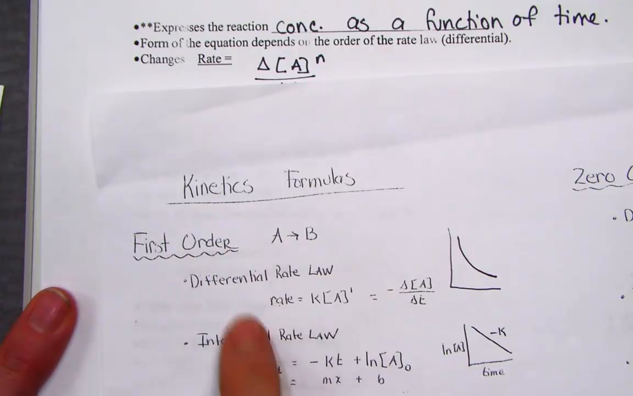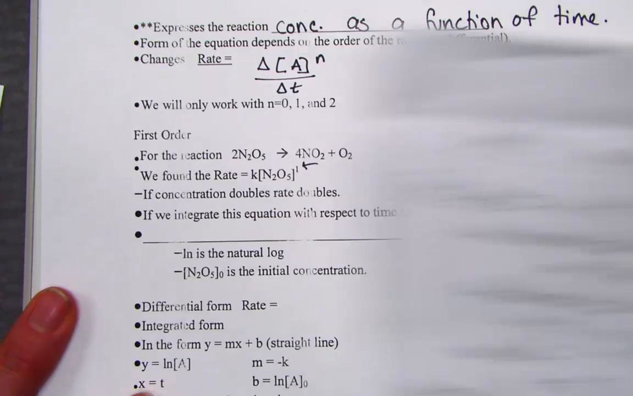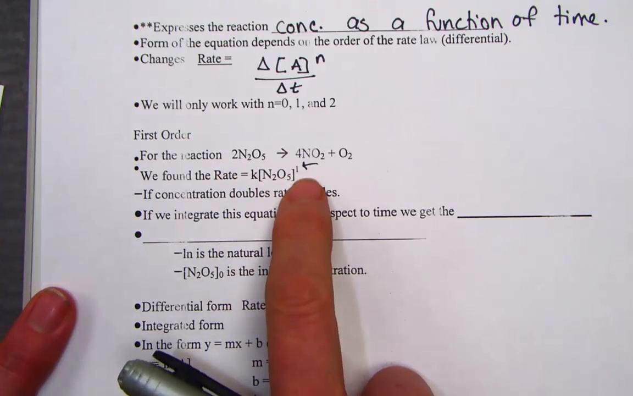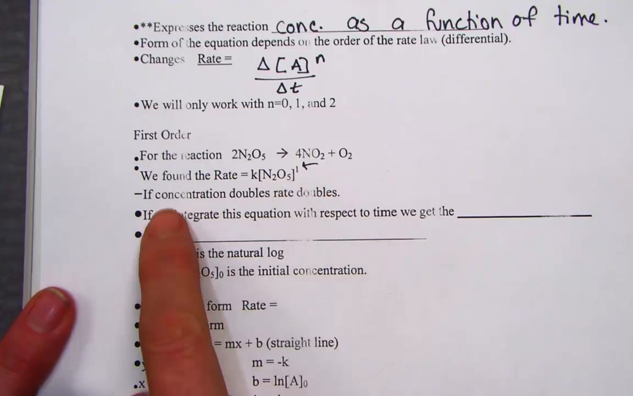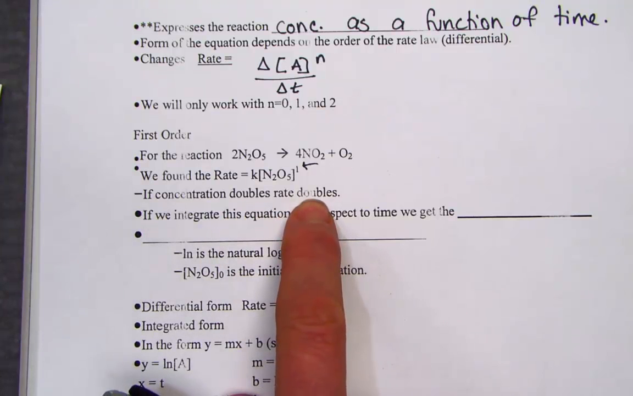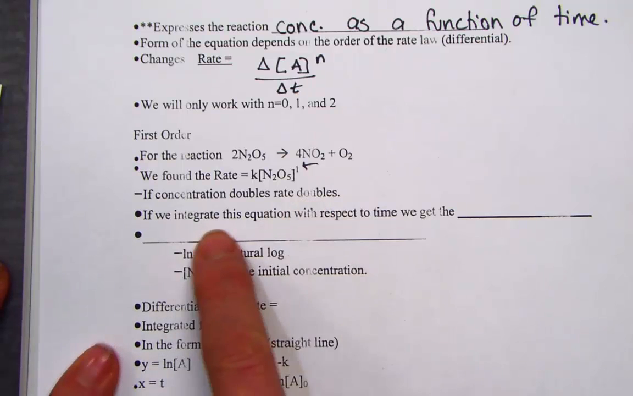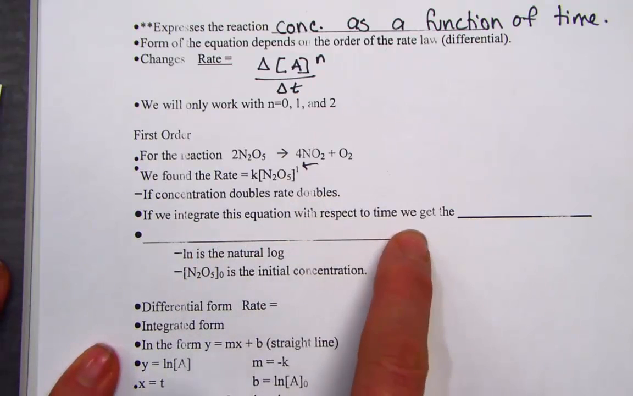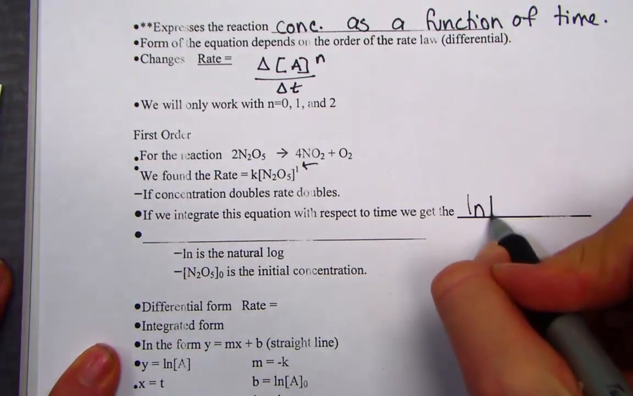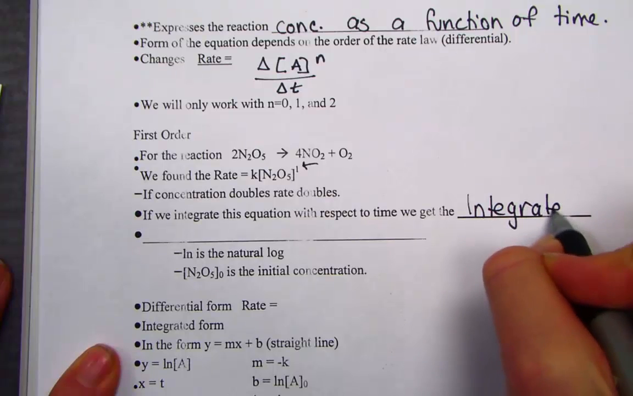It's first order with respect to our reactant. And I also noticed that it had nothing to do with the stoichiometry involved with that reactant N2O5. If it's first order, we understand that the concentration doubles, the rate doubles. If the concentration were to triple, the rate would triple, and so forth. If we integrate this equation with respect to time, we get what's known as the integrated rate law.